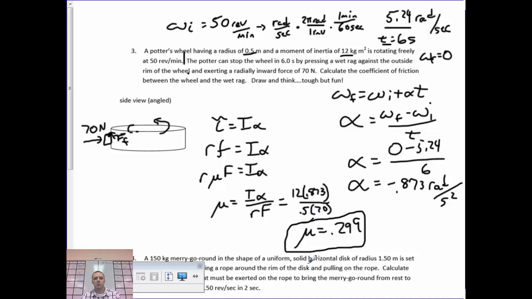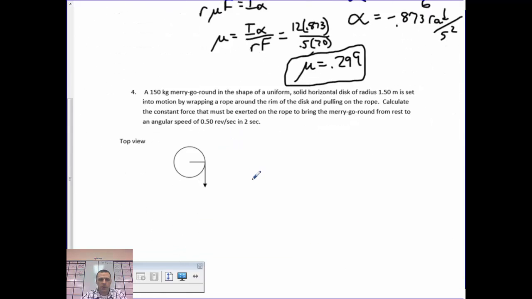There's number 3, the potter's wheel. And finally, number 4. A 150 kilogram merry-go-round in the shape of a uniform solid disc of radius 1.5 meters is set into motion by wrapping a rope around the rim of the disc and pulling on the rope. Calculate the constant force that must be exerted on the rope to bring the merry-go-round from rest to an angular speed of 0.5 revolutions per second in 2 seconds.